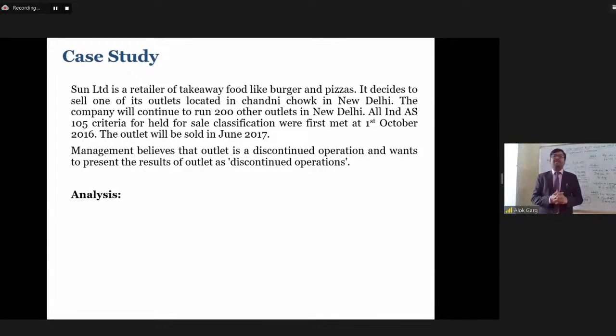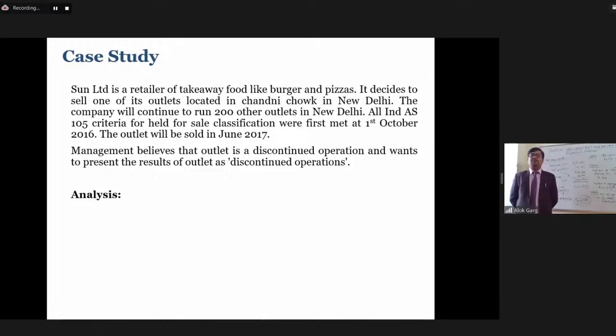Great. So Sun Limited is a retailer of takeaway food like burgers and pizzas. It decides to sell one of its outlets located in Chandni Chowk in New Delhi. The company will continue to run 200 other outlets in New Delhi. So the company has around 201 outlets, and they want to sell one outlet in Chandni Chowk, but they will continue to run all the other 200 outlets.